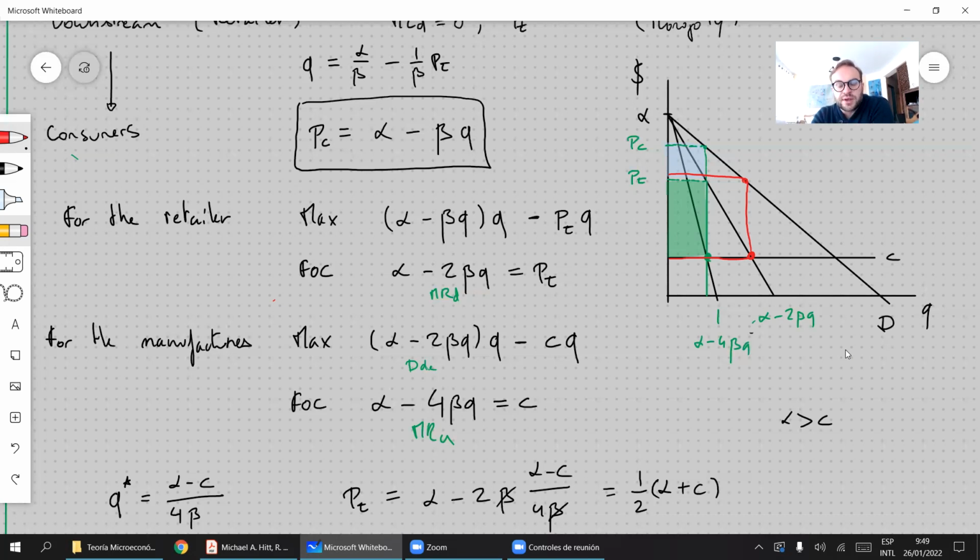It's even worse than a monopoly, right? So this is important, and it shows you that from a social point of view, from the point of view of the firm, and from the point of view of the consumer, it would be better that things are integrated, right? So there's an economic argument in favor of having vertical integration, that is, that suppliers and producers merge.